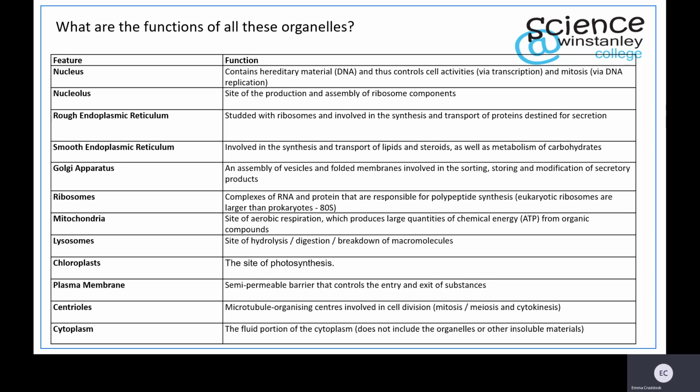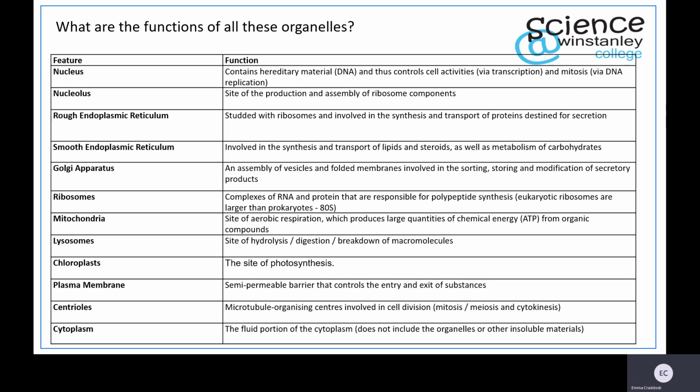The mitochondria is the site of aerobic respiration, which produces large quantities of the chemical ATP. ATP is used to release energy inside your cells. Lysosomes are the site of hydrolysis or digestion or the breakdown of macromolecules. So, for example, you may break down proteins into amino acids.